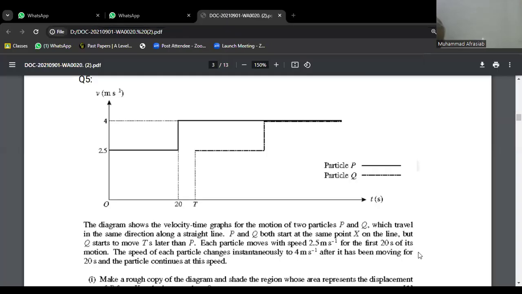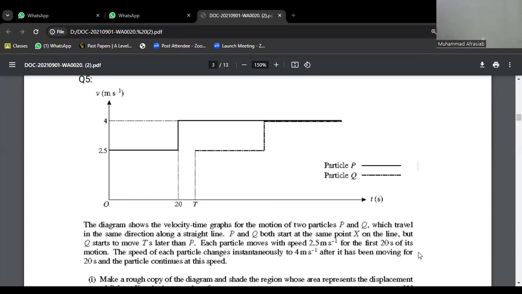We are starting now question number 5 for this topic of kinematics for mechanics. The diagram shows the velocity time graph for the motion of the two particles P and Q, which travel in the same direction along a straight line.